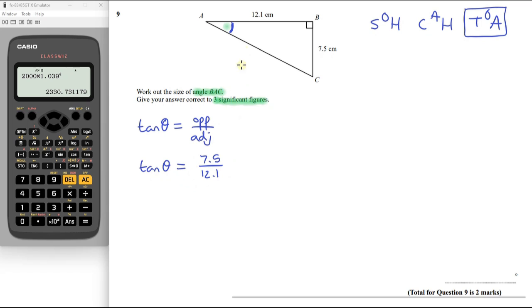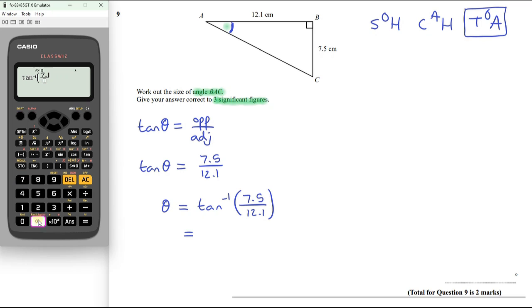So that will be the tan of our angle, but we just want to work out what our angle is. So we need to take the inverse tan. So it's going to be inverse tan of 7.5 divided by 12.1. So let's pop that into the calculator. We need to press shift tan. That will give us inverse tan. And then we've got 7.5 and then over 12.1, or not 11.1, 12.1. I keep making these silly mistakes. And then close brackets, press equals, and we've got our answer.